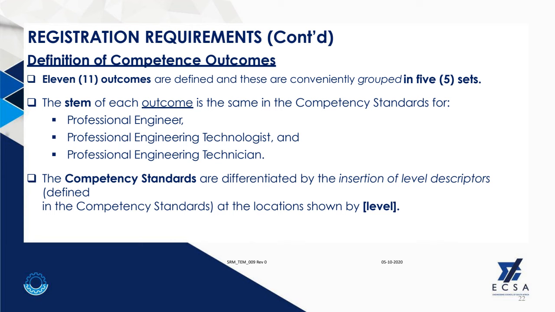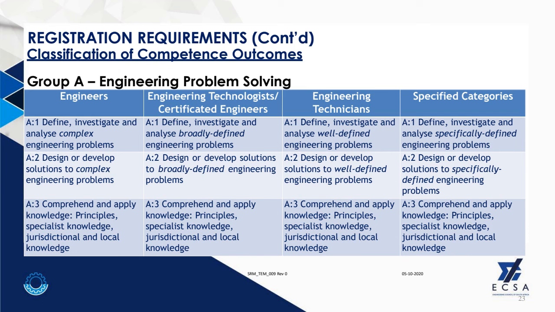Let me rather go to that slide so that I can show you what I'm talking about in terms of the level descriptors. In here, we start first. Remember, we said they are grouped into five sets, but there are 11 outcomes. So when you read them, you look at group A, which is engineering problem solving. Under group A, there are three outcomes: outcome one, outcome two, and outcome three. You see they are differentiated by the category: engineers, engineering technologists, engineering technicians, and specified categories. But we're only going to focus on engineers, engineering technologists, and engineering technicians.